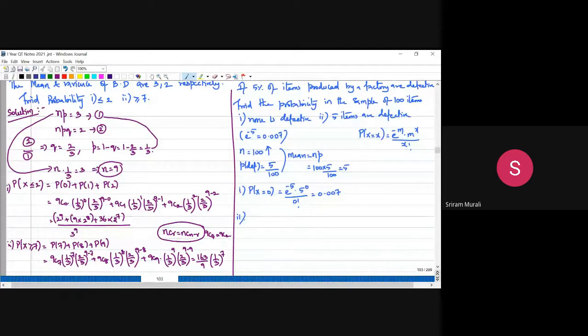Subdivision 2. Probability of exactly 5 defective is e power minus 5, 5 power 5 by 5 factorial. So this is 0.007 into 5 power 5 by 120, because 5 factorial is 120. If you simplify, you will get 0.018.